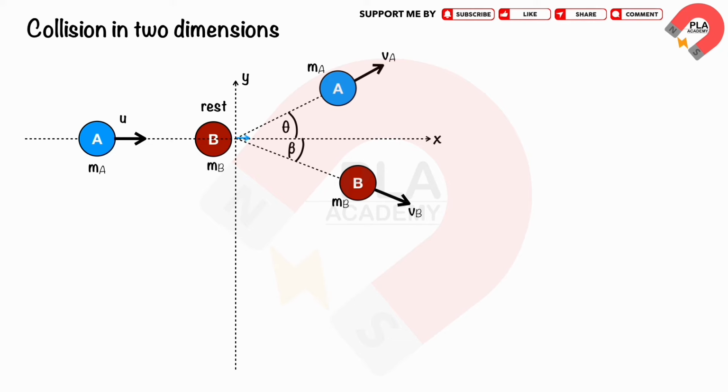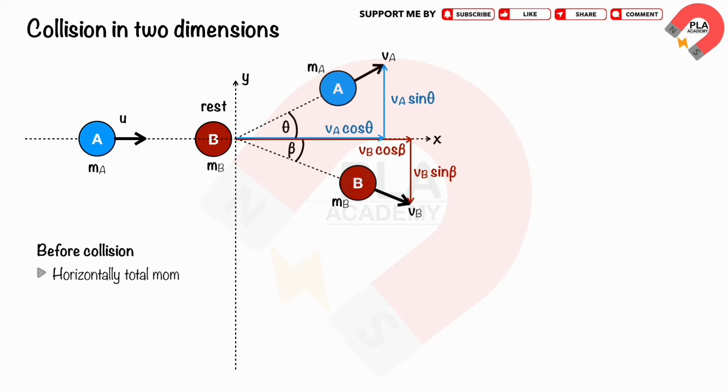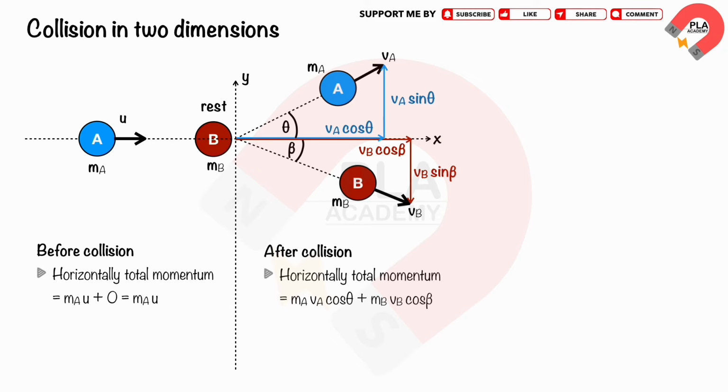We break va into a horizontal component va cos theta and a vertical component va sin theta, like this. We break vb into a horizontal component vb cos beta and a vertical component vb sin beta, like this. Horizontally, total momentum before collision equals ma u. This is because the momentum of ball B is 0. Horizontally, total momentum after collision equals ma va cos theta plus mb vb cos beta.